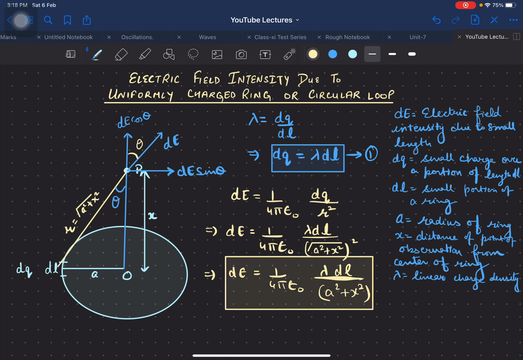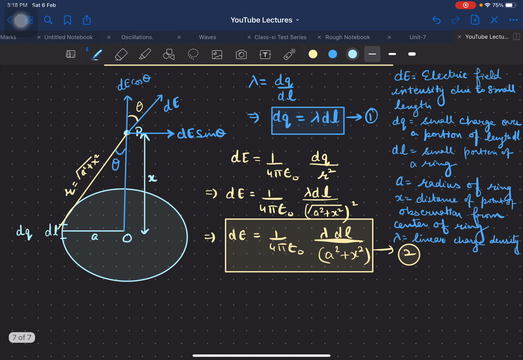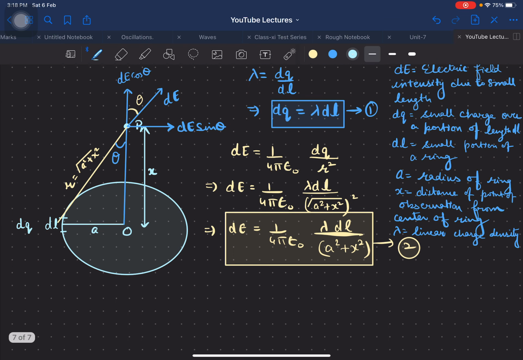Once these things are done, we are almost done with the article. The article is nearly finished, so we just have to put together all the things which we have just discussed. The net electric field intensity is because of the components dE cos theta and is acting in the outward direction. So now we just have to calculate the total electric field intensity.